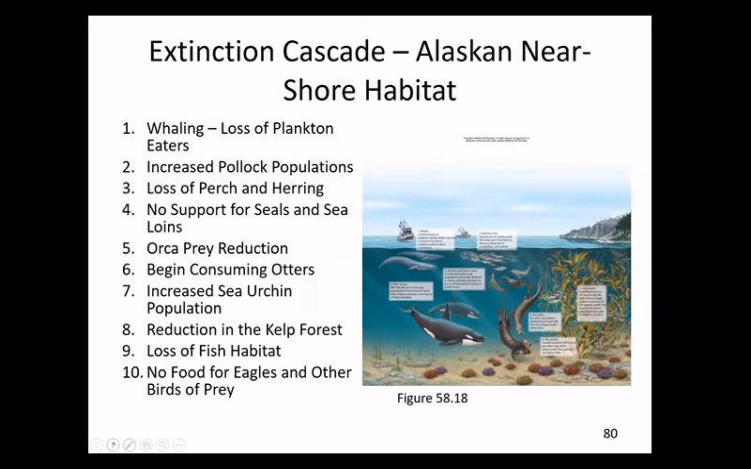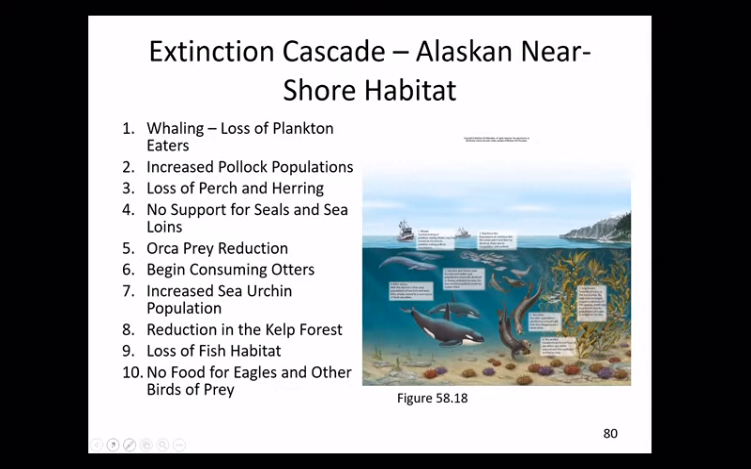And so as the whaling was introduced and removed this particular level of the ecosystem, this increased the population of other large fish that would take advantage of that. In this case, we're talking about pollock that was brought in there. And the pollock are able to, as their numbers increased, outproduce or outgain the perch and the herring that normally live there. And so there's a loss then of the perch and herring. Without the perch and herring in the population, all of a sudden there's no support for the seals and sea lions. Their food source is gone.